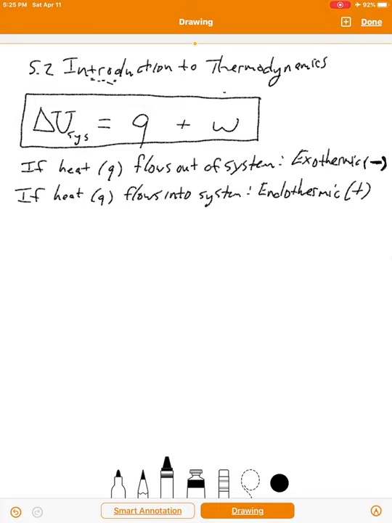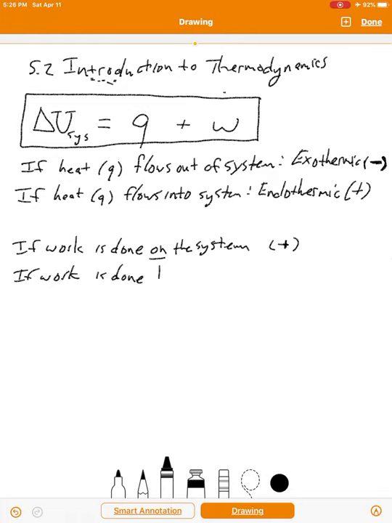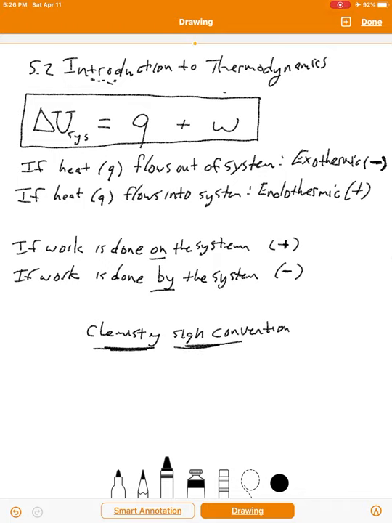Now, in terms of work, if work is done on the system, then the sign for that is positive. If work is done by the system, then that's negative. This is our chemistry convention. It's called a sign convention. The sign convention for work is different in engineering. It's actually the reverse. When work is done on the system, the change is negative, and when work is done by the system, it's positive. And the equation is delta U system equals Q minus W. But we won't worry about that here. Okay?